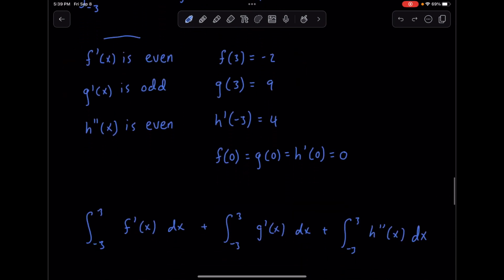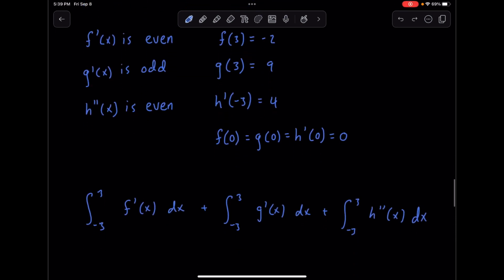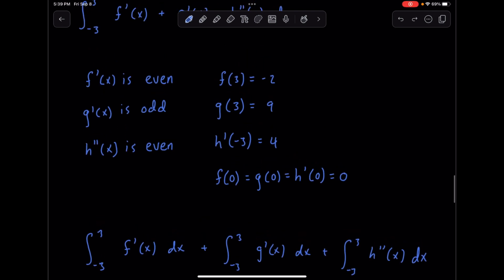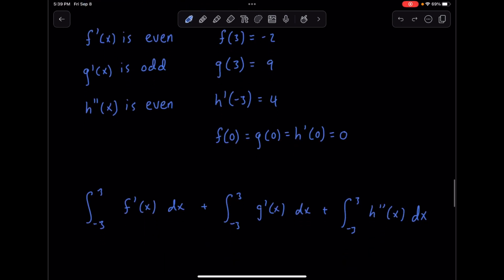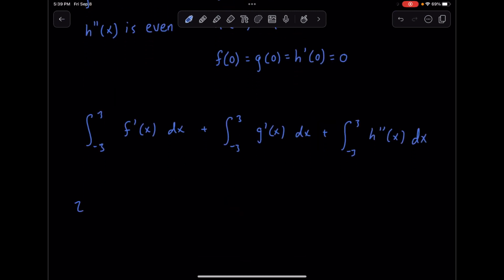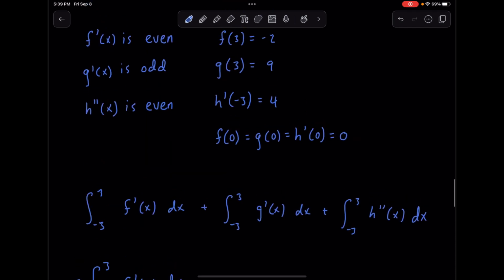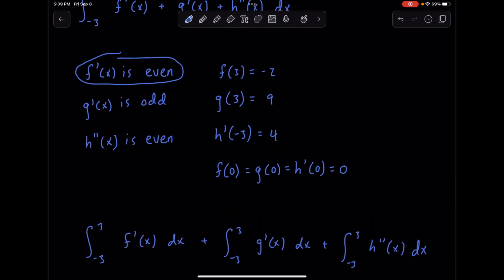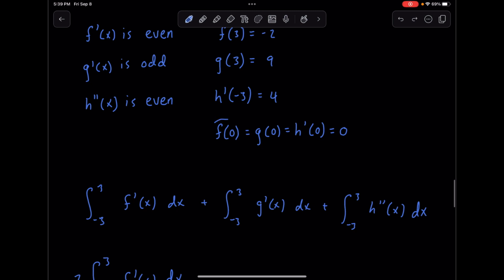Now let's use our information about the functions being even and odd. For f prime of x, we see that after we integrate, we'll have information about the upper bound, but we don't have information about the lower bound. However, we can turn this into 2 times the integral from 0 to 3 of f prime of x, because we know that f prime of x is even. And this will help us because we do have information about f of 0.